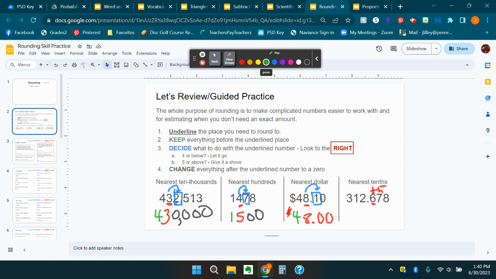I'm going to keep everything before it. So I'm going to keep the 312 and the decimal point. And then I'm going to look next door at the boss. In this case, the boss is a 7. That's 5 or above, give it a shove. So I'm going to bump my 6 up to a 7 and everything else becomes a 0.